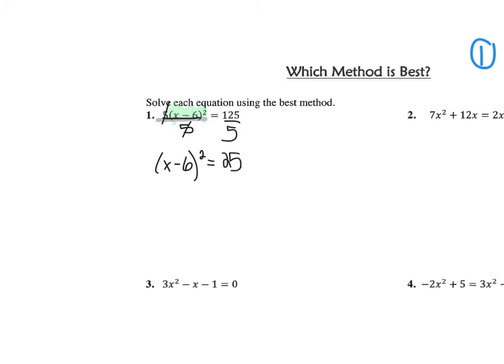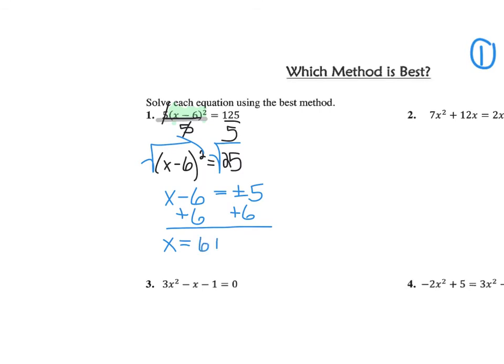So we take the square root of both sides, just like we did in lesson 7, and squaring and square rooting undo each other. I'm left with x minus 6 equals plus or minus 5. Add 6 to both sides. And remember, when I add 6 to both sides, I don't get plus or minus 11. This is both a positive and a negative 5. So I have to add 6 to positive 5 and negative 5.